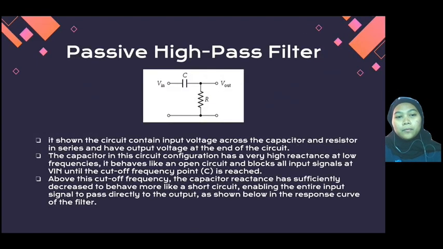So this is the circuit, which is a passive high-pass filter circuit. The circuit contains input voltage across the capacitor and resistor in series, and has output voltage at the end of the circuit. The capacitor in this circuit configuration has a very high reactance at low frequency.